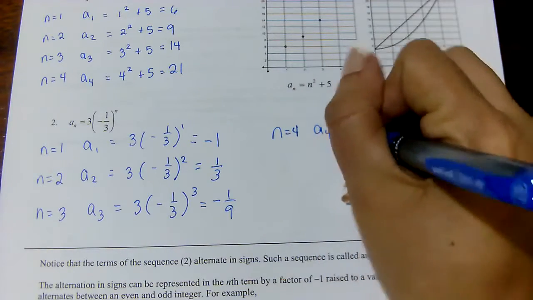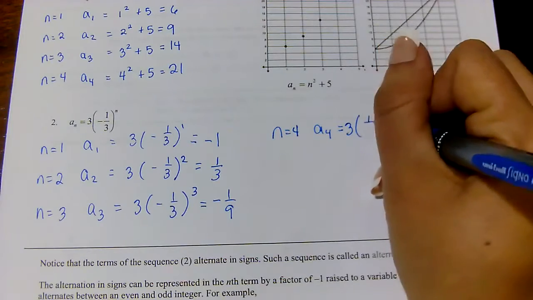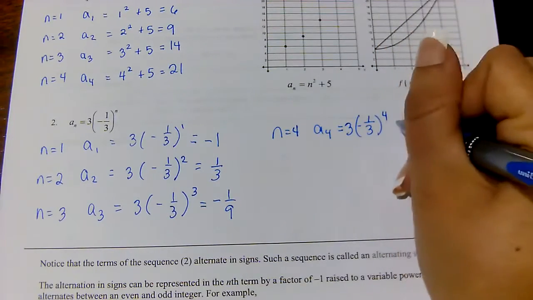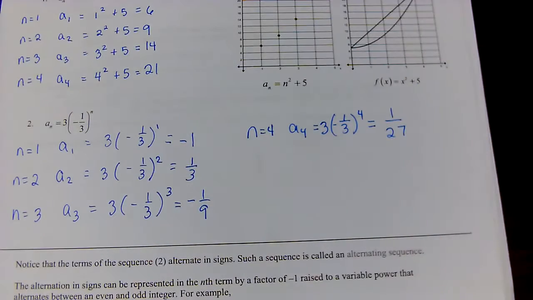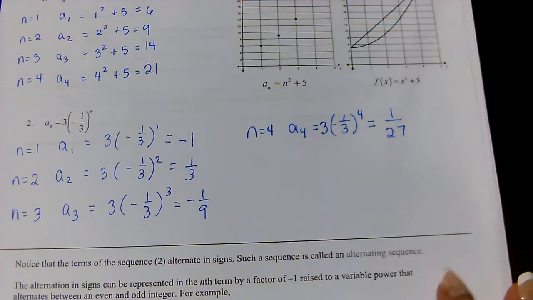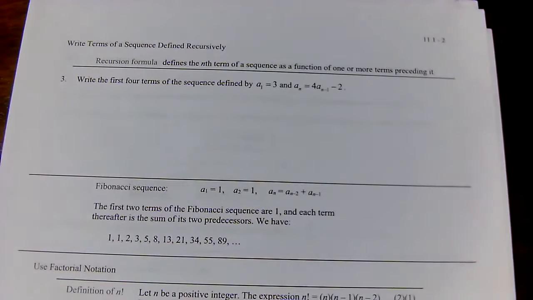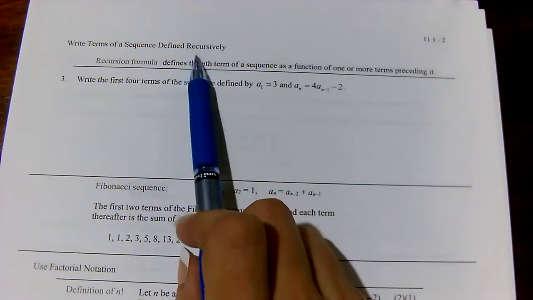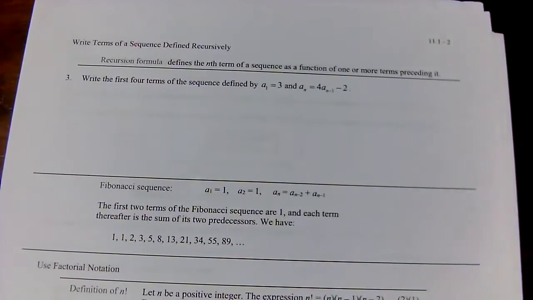And then n is equal to 4. a of 4 is equal to 3 times negative 1/3 to the 4th power. And here you'll get 1/27. All right. Next part here, number 3. What it's talking about here is saying write the sequence defined recursively. So you're going to have some parts on your homework where it's going to ask you to define the equation.